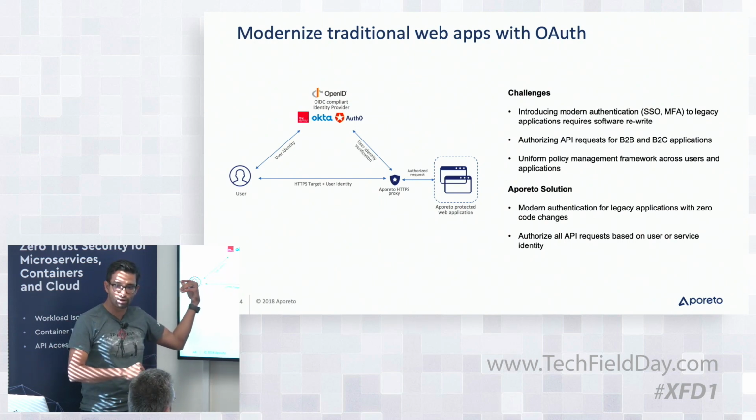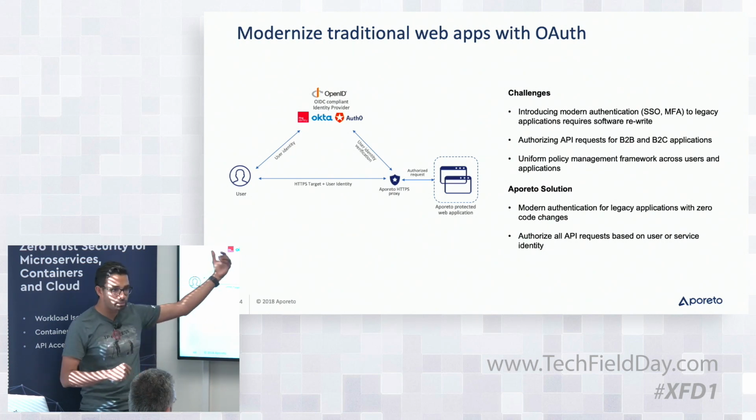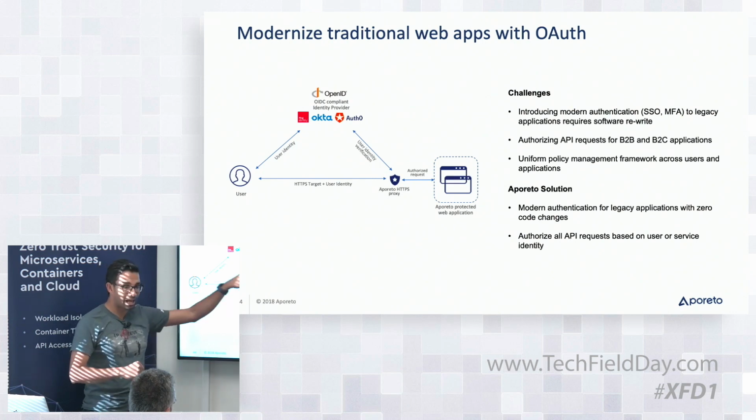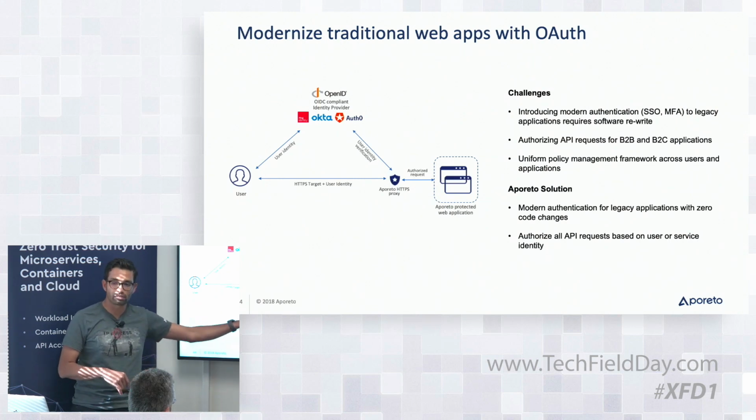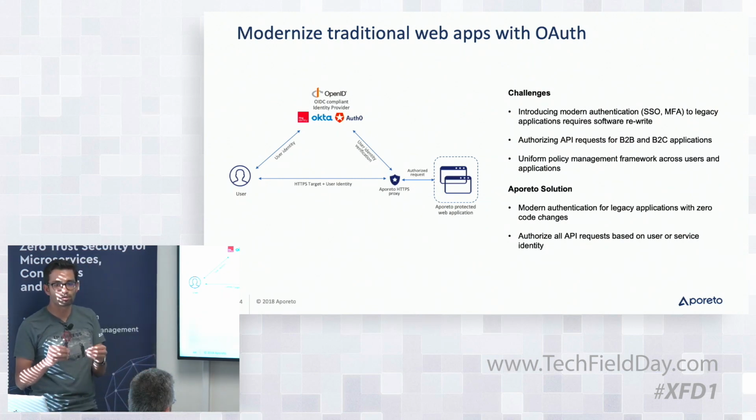Same thing for partners. Partners are given specific identity context, whether it's through an identity provider or they're using our technology to get identity themselves. That identity is presented, and we're able to give specific access to those partners. And you can do all of this with zero code changes. That's the most important thing.